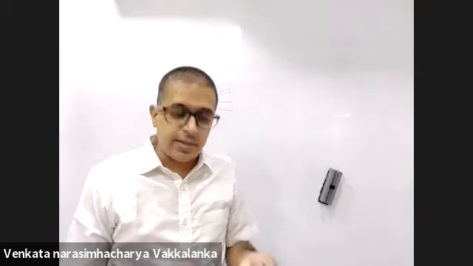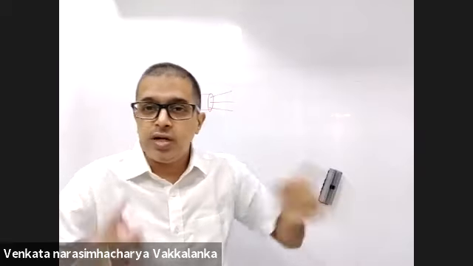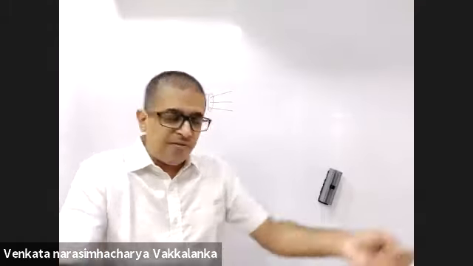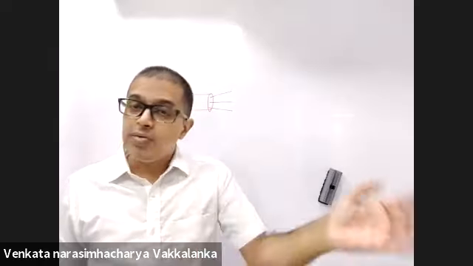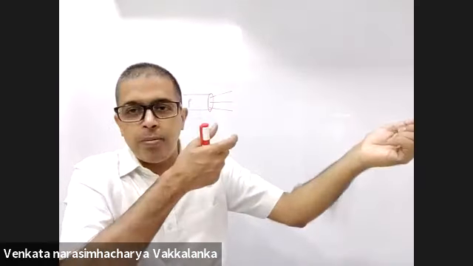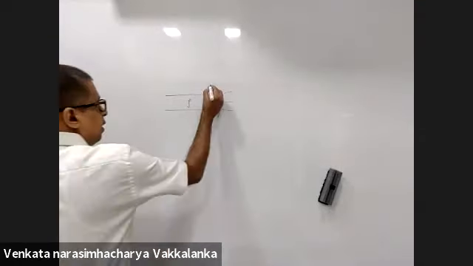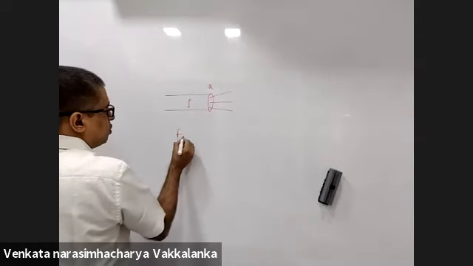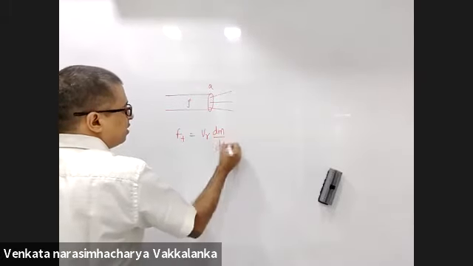A firefighter, when he ejects water from the hose pipe at very high velocity, not one, not two, more than two well-built firefighters will hold the hose pipe in position. If not, it will bounce back. It is like firing a bullet and the gun recoils back. So when water is coming out of a hose pipe, area of cross section is A. What is the thrust force he needs to exert? V dm by dt.